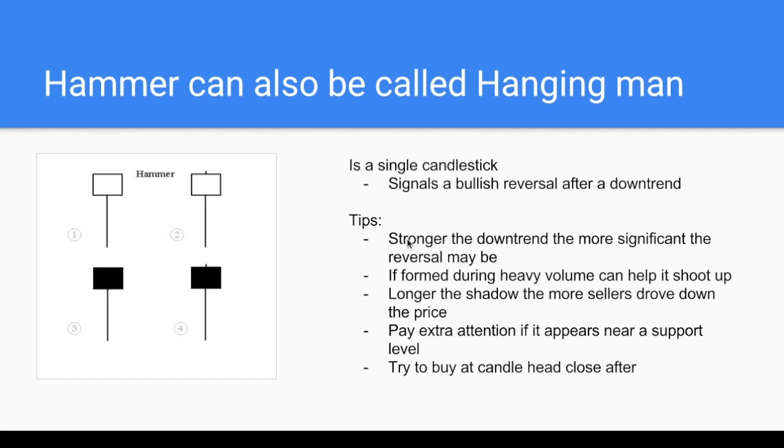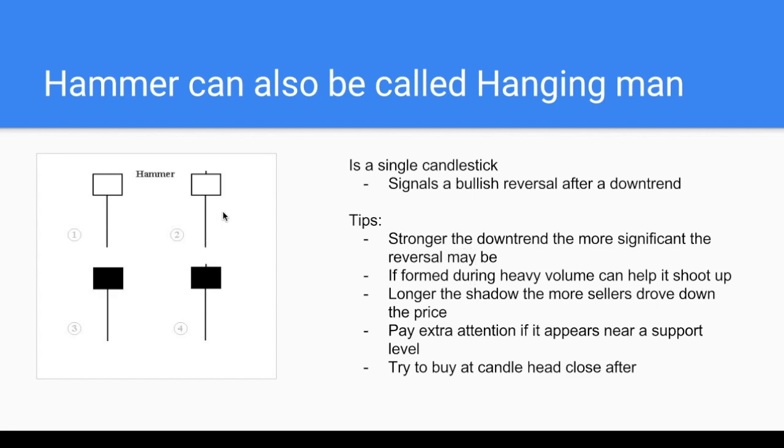When you're trading this, a tip is that if the downtrend was very strong and then you see the hammer, it's maybe a good sign that the upside or the reversal may be very strong. And if this hammer is formed with heavy volume, that's an even better sign.